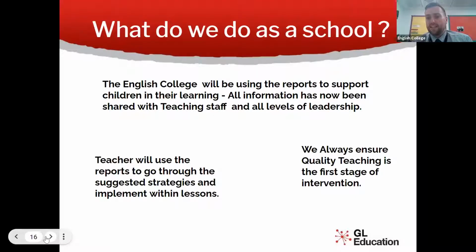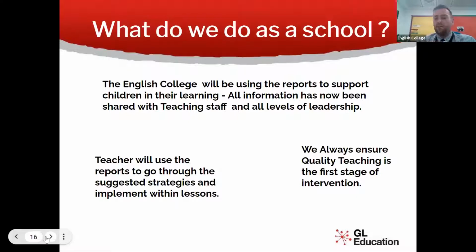And that links on quite nicely to this slide about what we do as a school. It's just to reassure you as parents that the information has been shared with all teachers and all levels of leadership, heads of faculty, heads of school, etc. And what teachers will be doing from now: I think we've actually got a training day coming up very soon where teachers will be sifting through these with a fine-tooth comb, and we'll be developing further training for the teachers about some of the strategies that we can use in lessons that are going to have great impact.